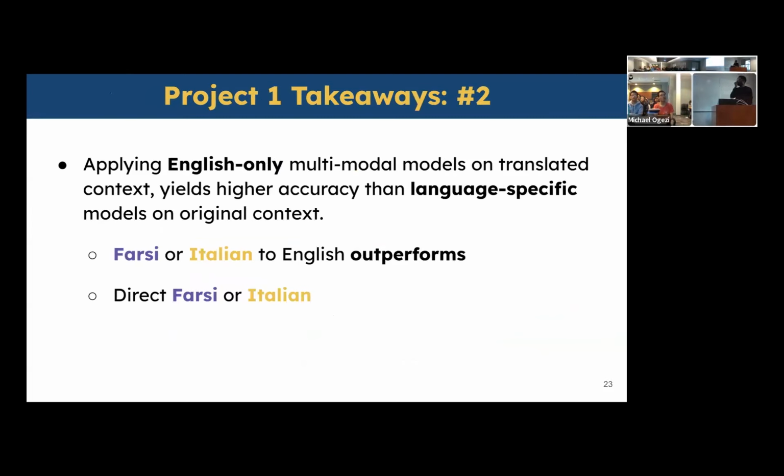So the second set of takeaways, and this alludes to what Adrian spoke about, is that applying English-only multimodal models on translated context yields higher accuracy than language-specific models. And we see that Farsi or Italian to English outperforms directly working on Farsi or Italian.